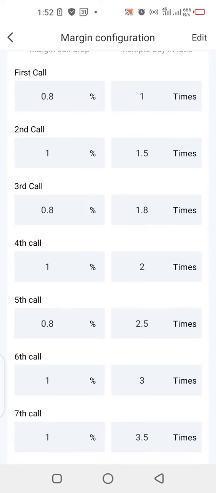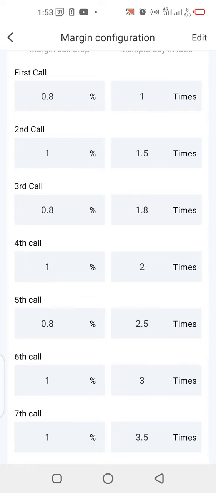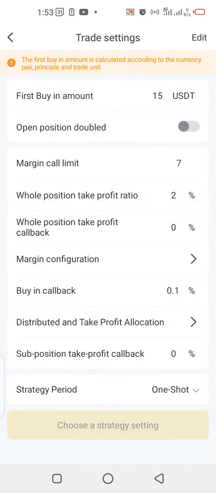Our margin call configuration, that's where we want to invest today. You see it is 0.81%, 0.81%, 0.81%, 0.81%. There are 7 margin calls, and the multiple buying ratio is 15 times 1, which is 15, then 15 times 1.5. So when I add this up, it costs $229.